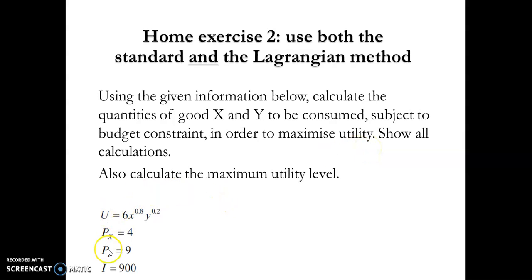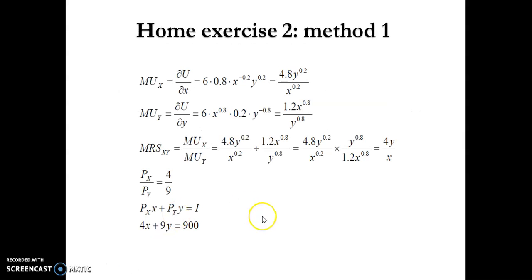So here's the following information. You've got your income, the price of good X, the price of good Y, and your utility function, right? So using the standard method, you first need to get your marginal rate of substitution, which is the ratio of your marginal utilities. To get your marginal utility of good X, it is the first order partial derivative of the utility function with respect to X, treating Y as constant.